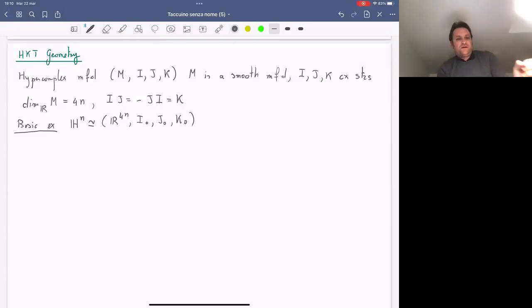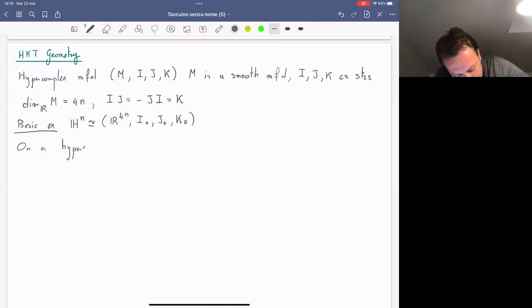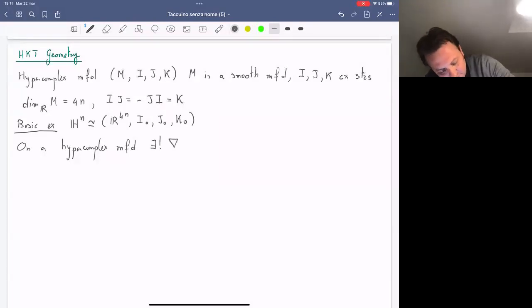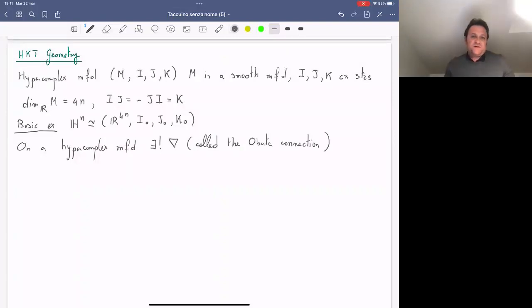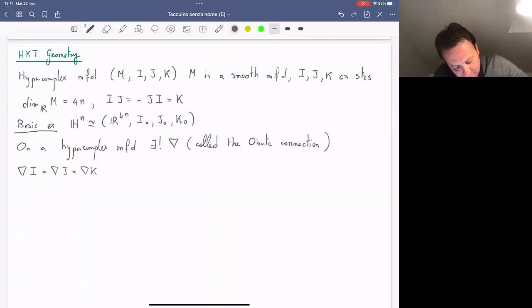Now I recall the definition of the Obata connection. On a hypercomplex manifold, there is always a unique connection nabla, which is called the Obata connection, which satisfies the following conditions. The first one, it preserves the three complex structures, so we have nabla I equal to nabla J equal to nabla K equal to 0. And it is torsion free.